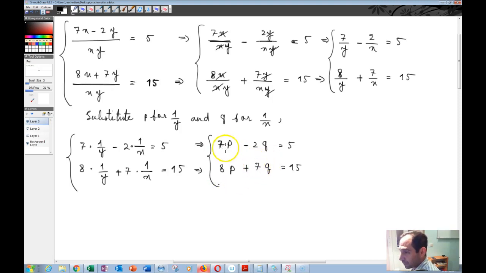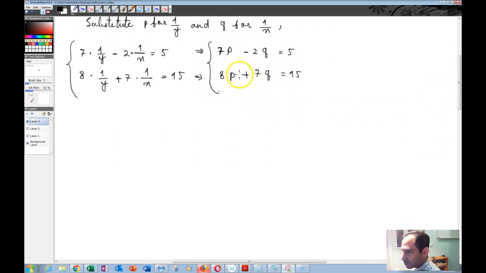Okay, and now you can use, for example, cross multiplication in order to solve this pair of linear equations, meaning that you can write p, q, and 1, and then here you can write b, c, a, and b. You need to remember to take the algebraic opposite of the c terms, because they're supposed to be on the other side. So b is negative 2, 7, and c is negative 5, negative 15, and a is 7 and 8.